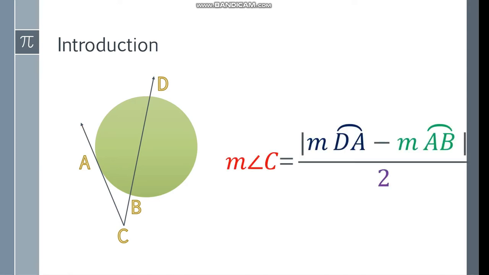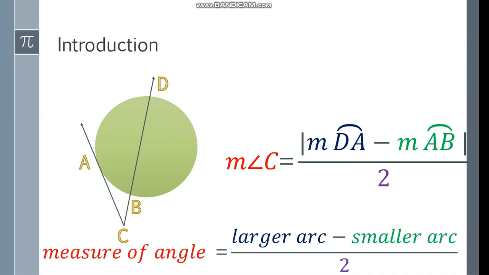So, ang formula na gagamitin natin dito, yung angle na to ay equal sa absolute value ng DA, itong larger arc, minus smaller arc which is AB. At yung sagot niyan, i-divide natin siya ng 2. Or in other words, yung measure ng exterior angle nito, larger arc minus mo sa smaller arc, yung sagot niyan, i-divide natin ng 2.